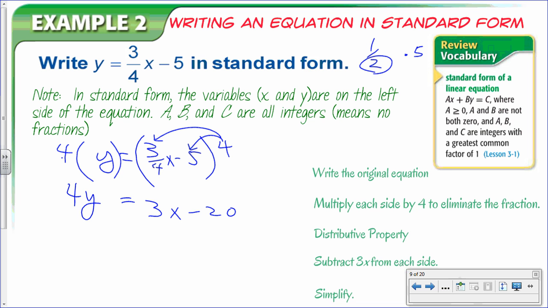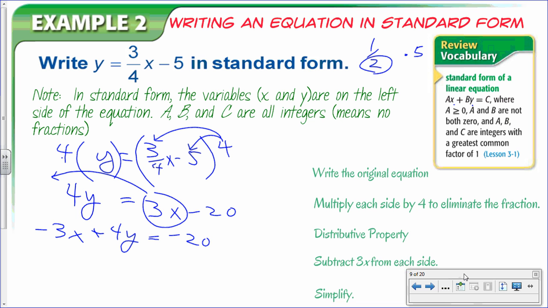You guys with me? Now am I done? What's next? I gotta move this over here, don't I? Which gives me negative 3x plus 4y equals what? Negative 20. What, Gavin? Why do you need 3x? Because it has to be in standard form. Why is it a negative? Hold on. X and Y are what? Standard form, X and Y are on the same side of the equal sign. That's why I moved it.